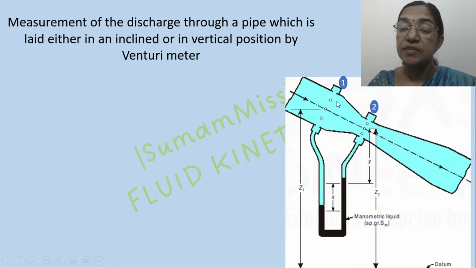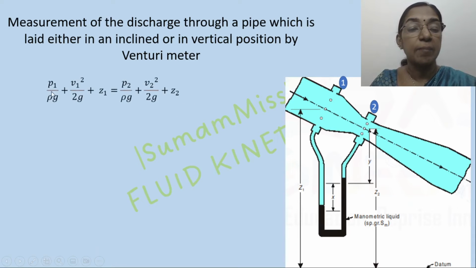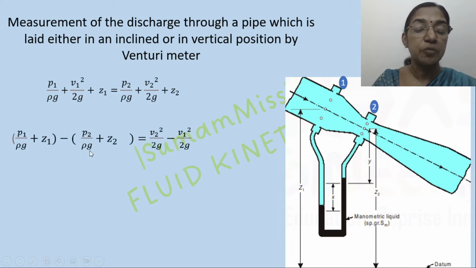If you are erecting this Venturimeter in the inclined position or in the vertical position, there is no change in the equation. Let me explain that by applying Bernoulli's equation at these two sections. Z1 and Z2 are the positions of section 1 and 2 with respect to the datum. This is the Bernoulli's equation at section 1 and section 2. Rewriting this expression as P1 by rho g plus Z1 minus P2 by rho g plus Z2, that is equal to V2 square by 2g minus V1 square by 2g.